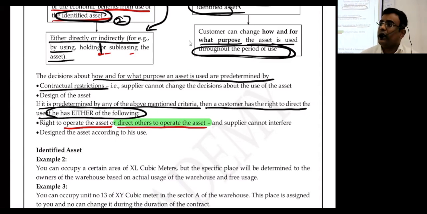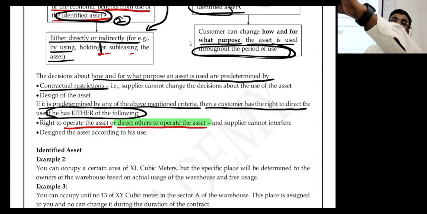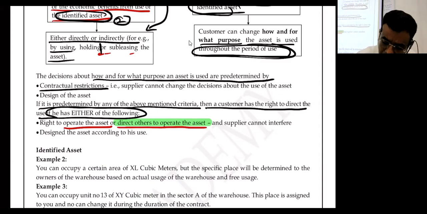The rights to operate the asset, either I should have the rights, or the other person operating it means the rights are with him. It should be like that for it to be a lease. Okay. And the supplier cannot interfere. Yes or no? Everybody say.